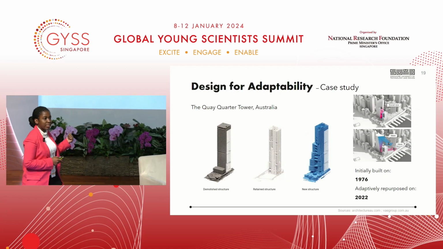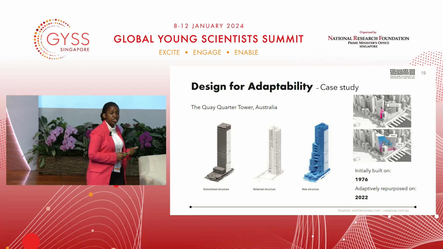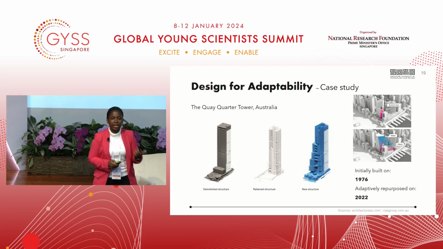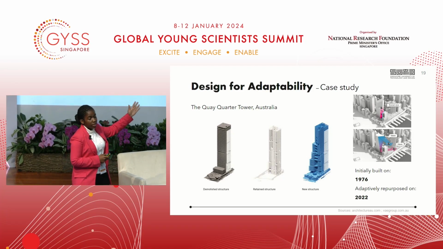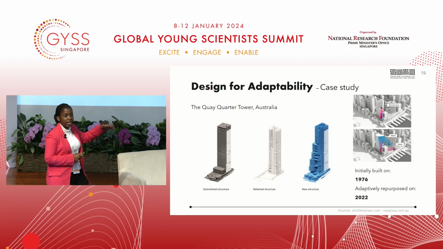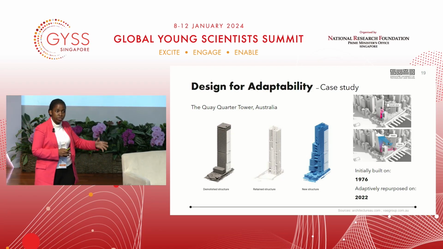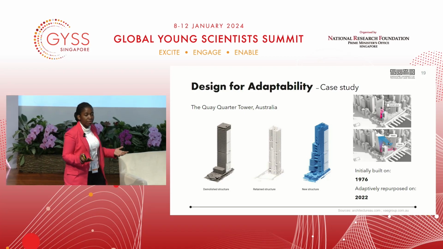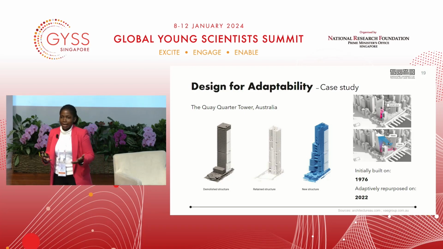So I'm going to talk about a case study in Sydney, Australia, and this is the Key Quarter Tower, which was initially built in 1976 and adaptively repurposed in 2022. This tower was sitting in the Bay Area, but it had blocked views, and the owner of the tower initially wanted it demolished so that they could create a new structure to have better value of the area. But the architects and engineers advised him, why don't we try to use adaptability in this building?